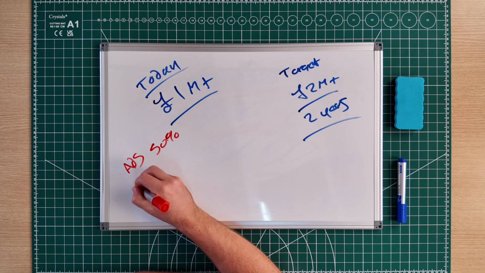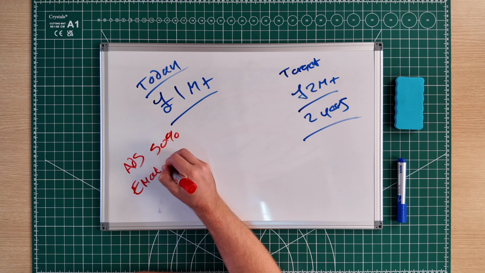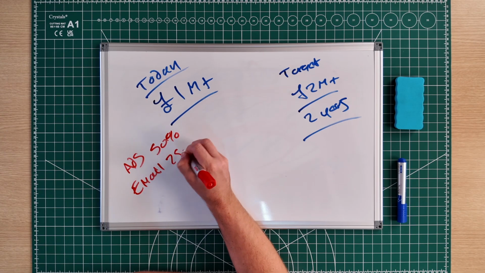Let's say that then we look at the numbers, and according to attribution, we can see that email is maybe making up 25%. All right, so we can sort of roughly, and it's not going to be exact.